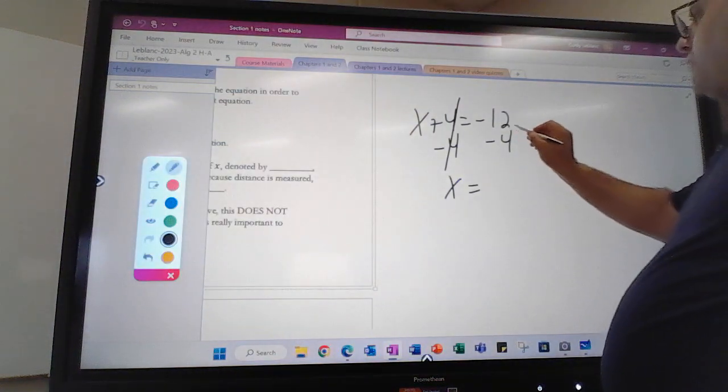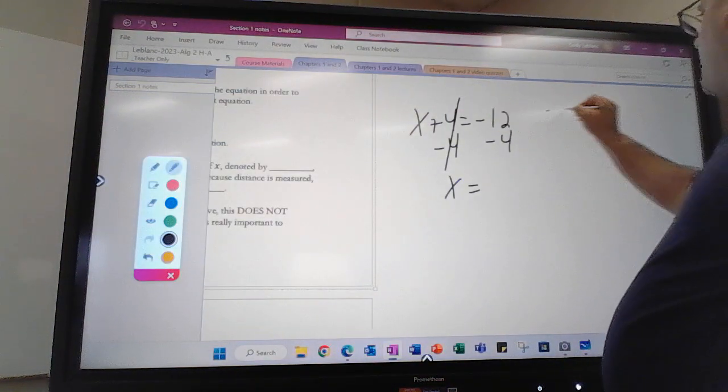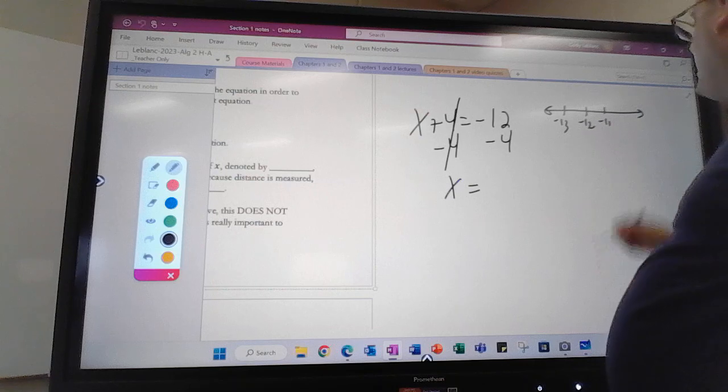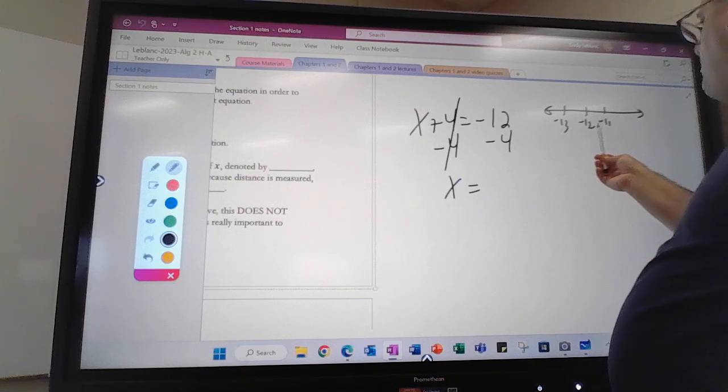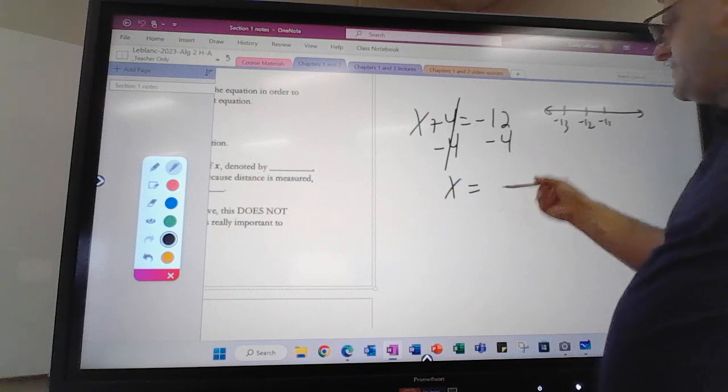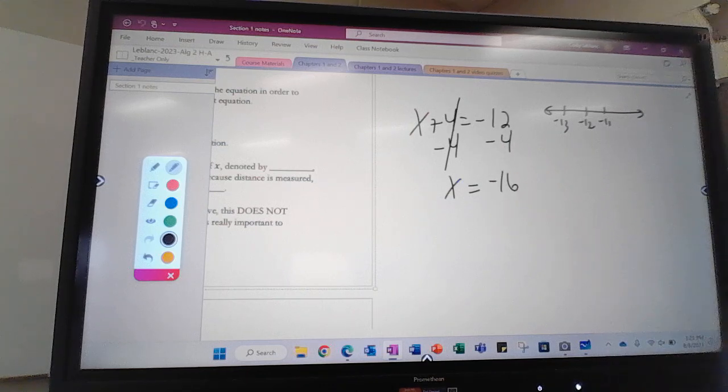So if I take negative 12 and I go back 4, imagine you have a number line here. Here's negative 12. Here's negative 11. Here's negative 13. If I'm subtracting 4, I'm moving 4 to the left. So negative 13, negative 14, negative 15, negative 16.